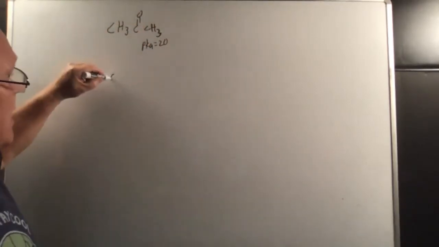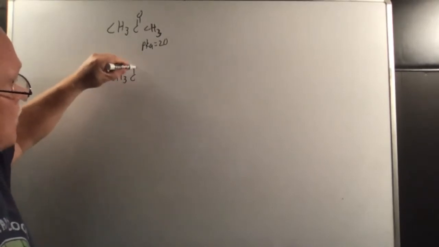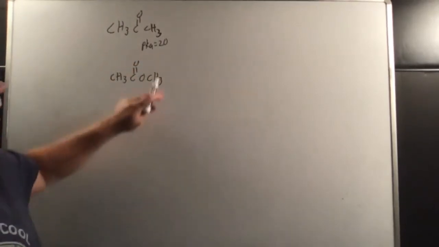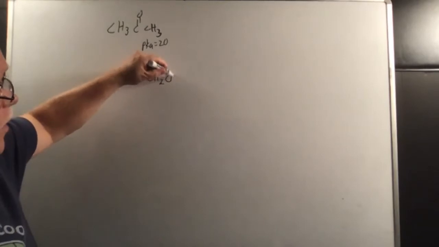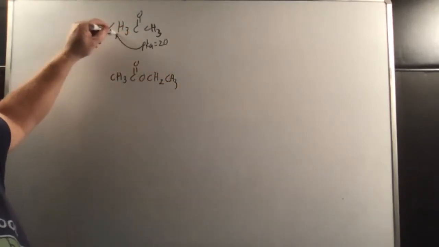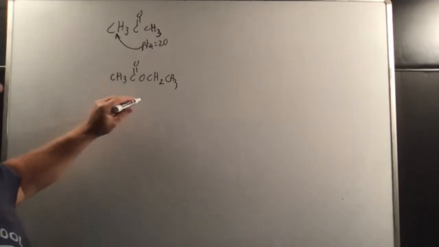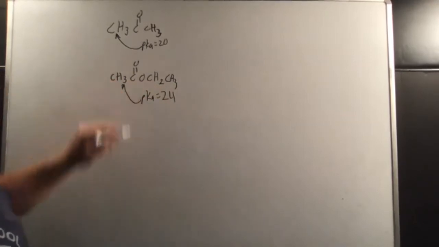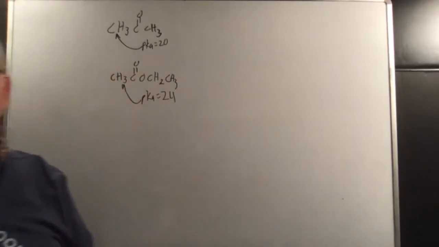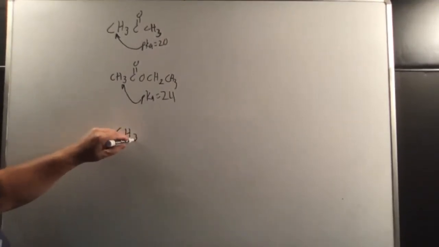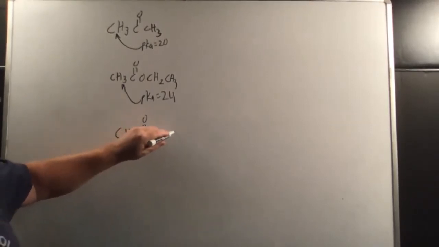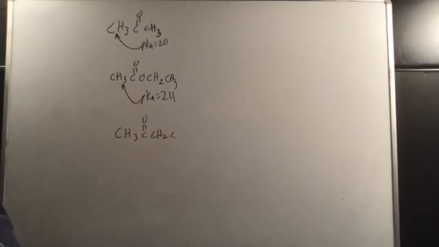Then we said if we had an ester, and it doesn't matter whether it's an ethyl or methyl group, that these hydrogens had a pKa of about 20. These had a pKa of about 24. So we said the ketones were more acidic than the esters. Now, I'm going to put another compound on the board, and I want you to tell me what is the most acidic hydrogen in this compound.